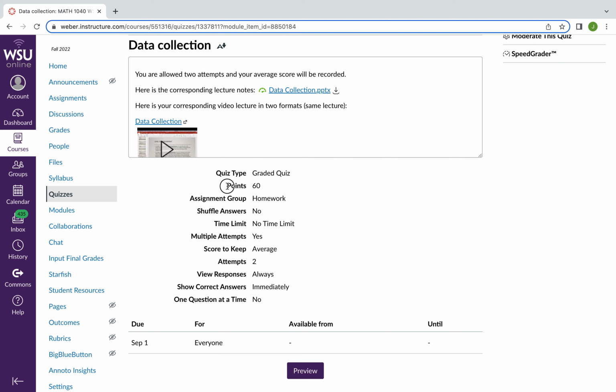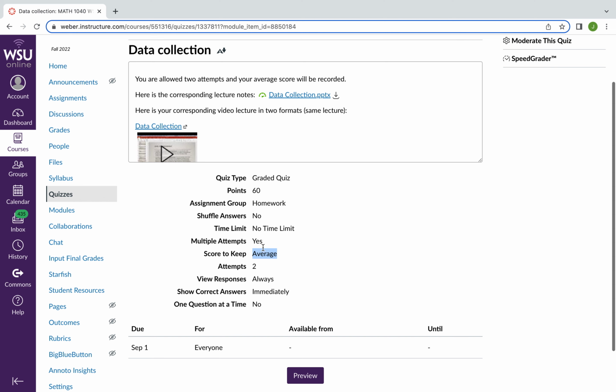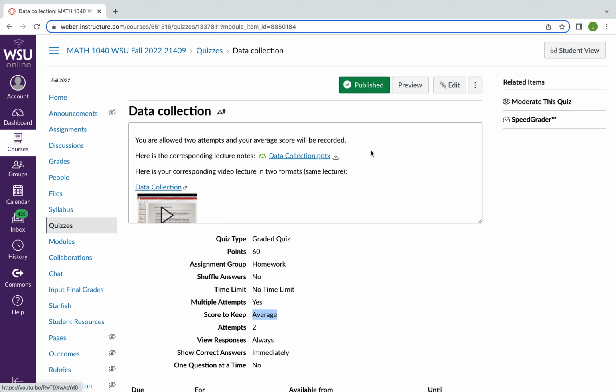So the points are shown here. They're not always 60. The time limit, important piece of information. Here there's no time limit, and you're allowed multiple attempts, and the attempts are specified to be 2. Your average score is recorded. So let's preview this quiz just so that you're familiar with the format.